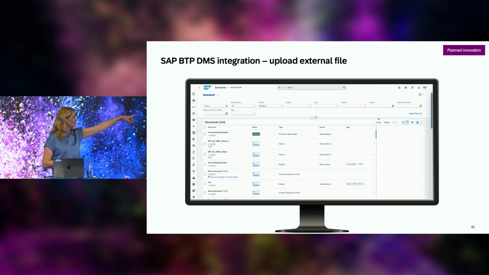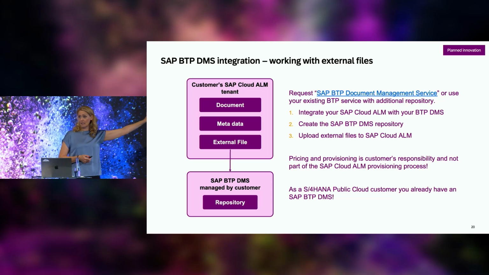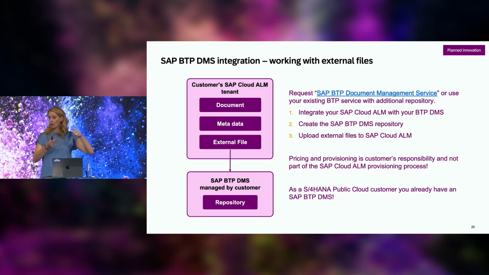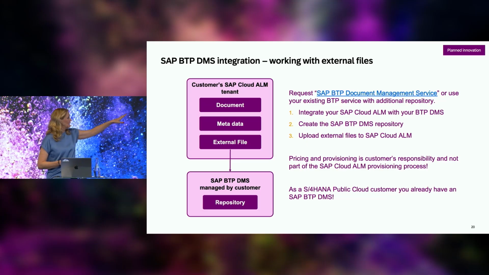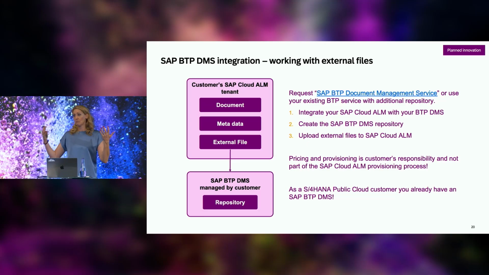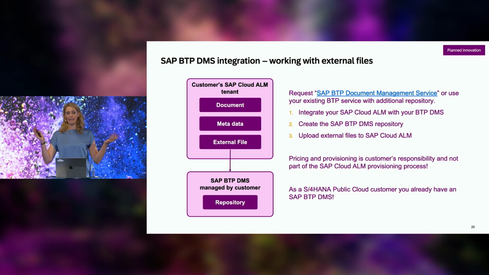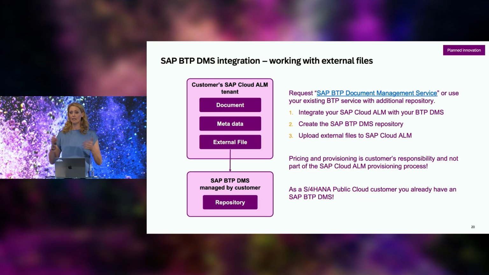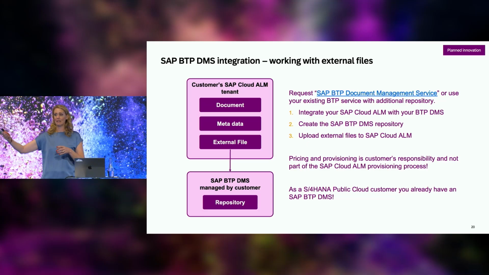So the document is exactly the same document that I showed. You will see it here. I will show a video in a moment. The metadata is maintained in Cloud ALM, the owner, the status, the priority, etc. And then the external file is stored in the BTP DMS, but for the end user it's invisible. They upload it to Cloud ALM. They don't have to care where it is located. It's connected, so they know it's now in Cloud ALM. And the document cannot be changed from another application somehow.